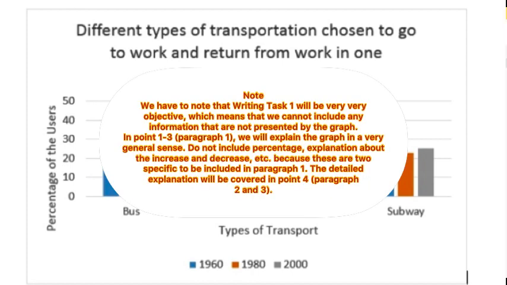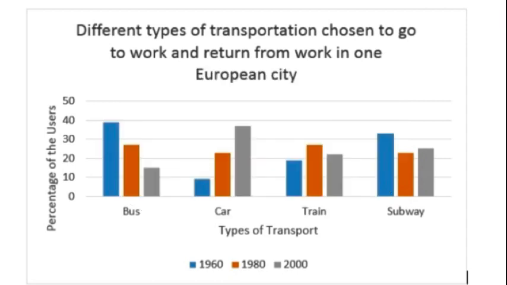You have to note that Writing Task 1 will be very objective, which means you can't include any information that is not presented by the graph. In point 1, you need to explain the graph in a very general sense. Do not include percentage explanation about the increase or decrease, because they are too specific to be included in paragraph 1. The detailed explanation will be covered in point 4, paragraphs 2 and 3.